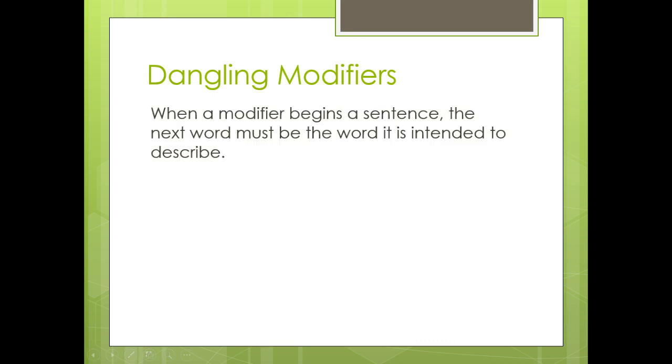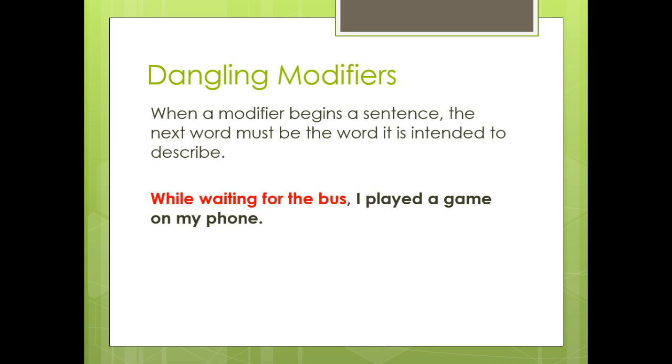So when a modifier begins a sentence, the very next word must be the word that it's intended to describe. For example, while waiting for the bus, I played a game on my phone. So while waiting for the bus is your modifier, and it describes the word I. So this sentence makes sense.